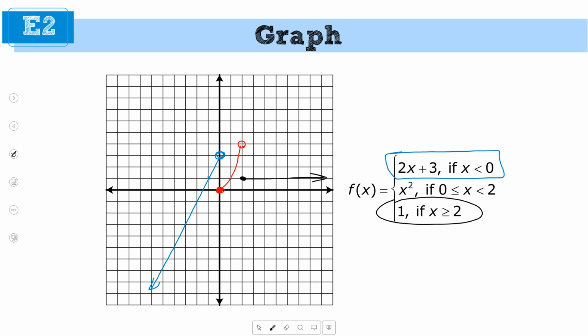That's good to hear, because I have had pre-calc teachers that teach the erasing method where you draw the whole line and you just erase what you don't need. I'm not a fan of it. It works. I'm just not a fan.